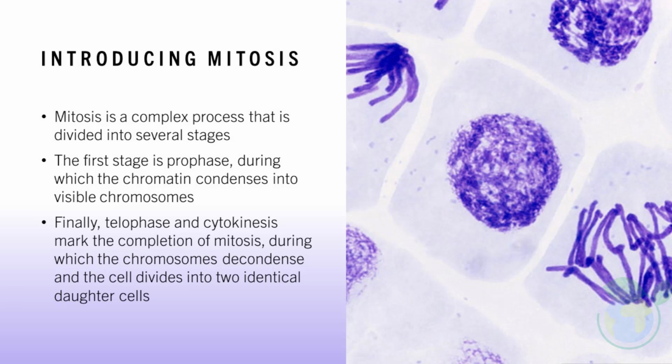This is followed by metaphase, during which the chromosomes align at the center of the cell, or the metaphase plate. Anaphase is the next stage, during which the sister chromatids separate and are pulled towards opposite poles of the cell by the spindle fibers. Finally, telophase and cytokinesis mark the completion of mitosis, during which the chromosomes decondense and the cell divides into two identical daughter cells.